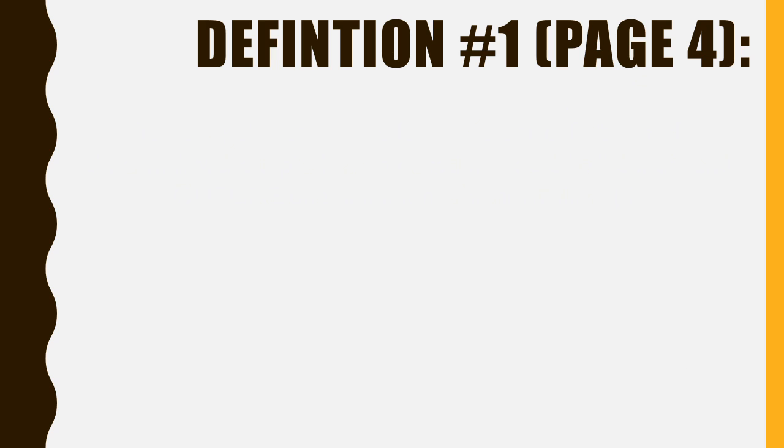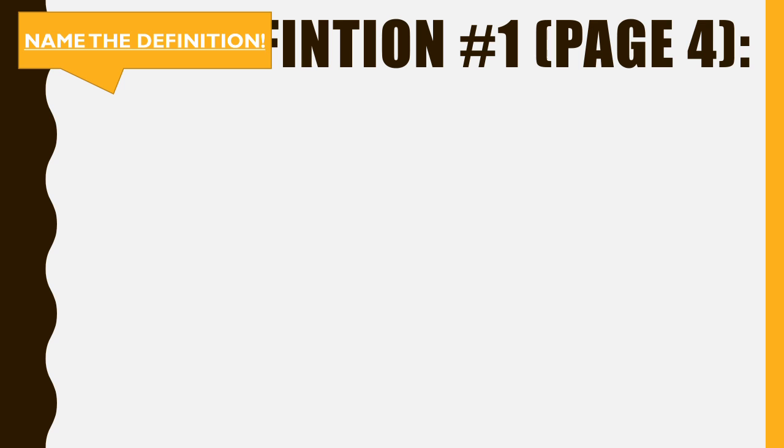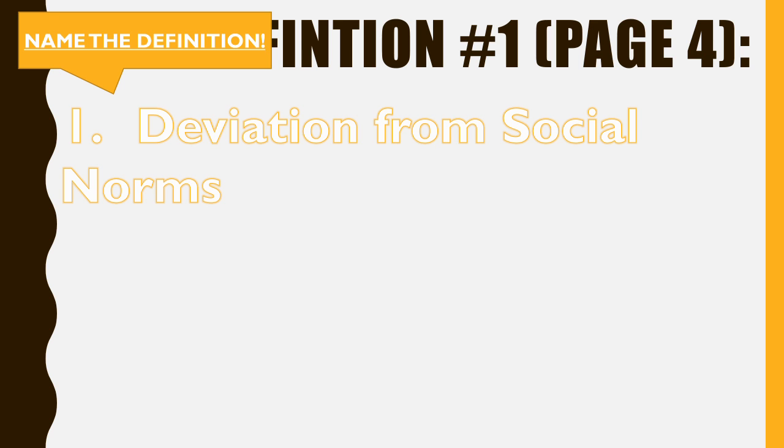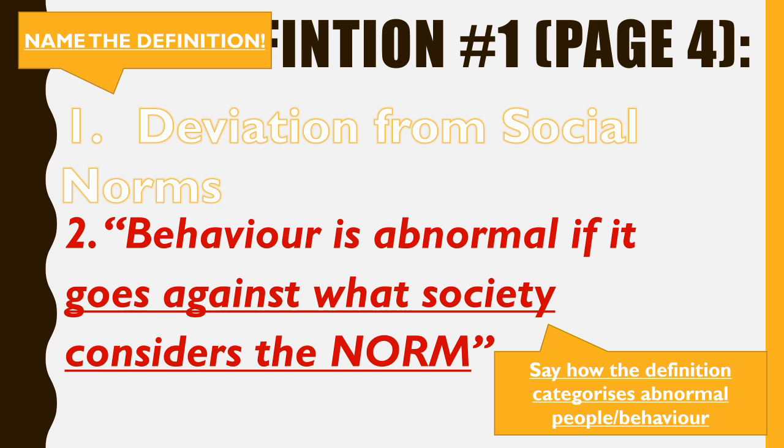So now then, we are going to move into our first definition. So you need to be on page 4. Section number 1, I already said to you, is naming the definition. So this first definition is known as deviation from social norms. You're not allowed to say, therefore, breaking social norms or not following social norms. It's got to be that terminology. So deviation from social norms categorizes abnormal behaviour as follows. So this is section number 2. Behaviour is abnormal, according to this definition, if it goes against what society considers the norm.